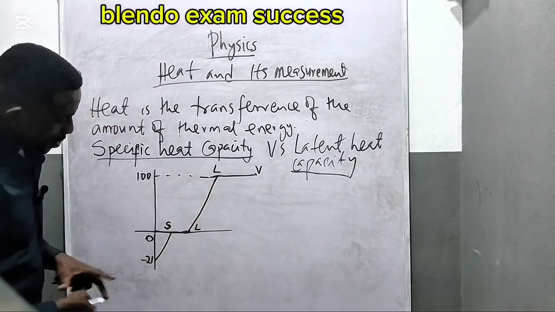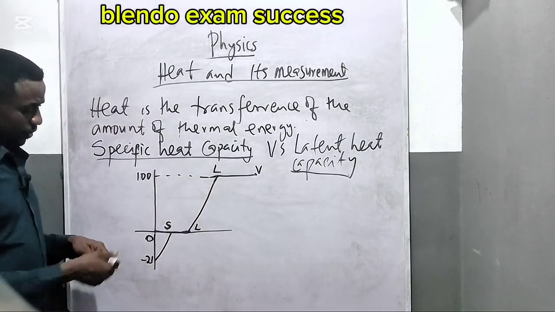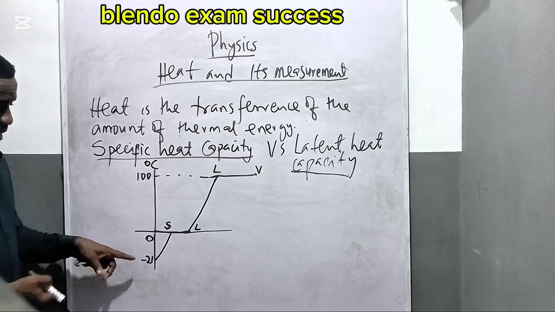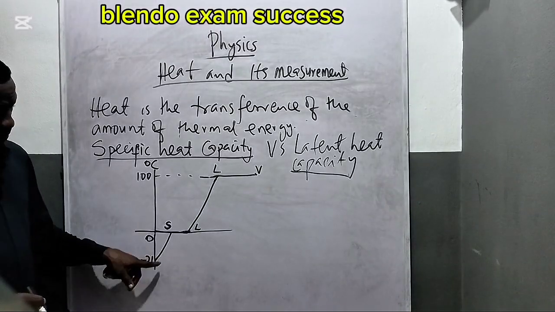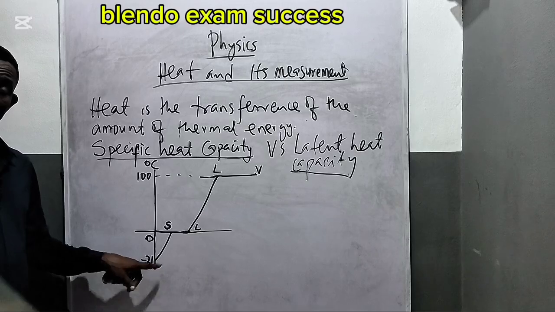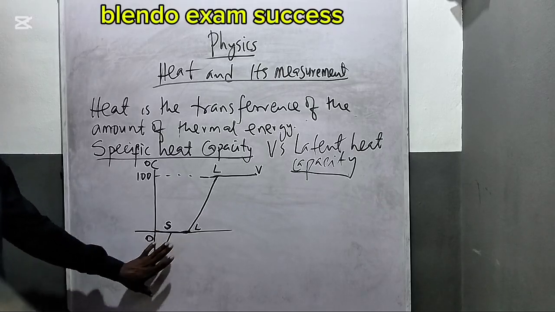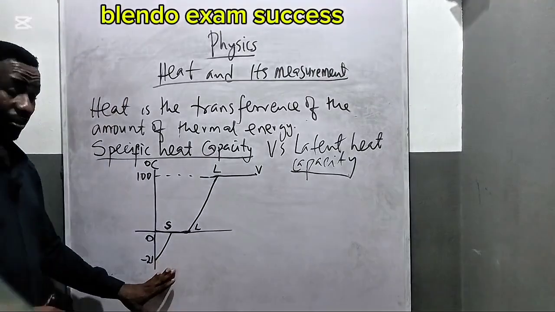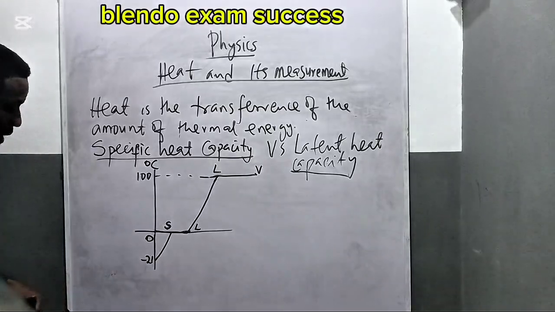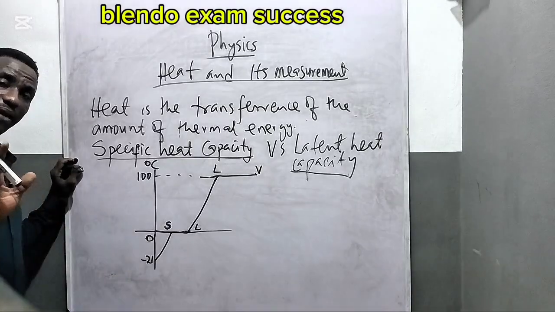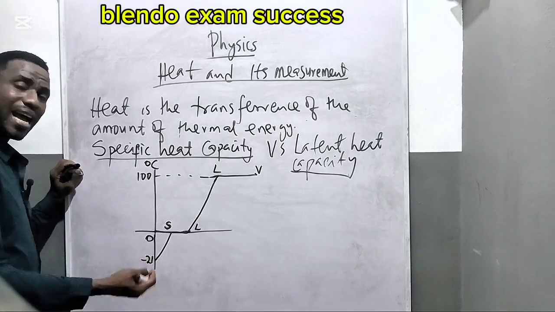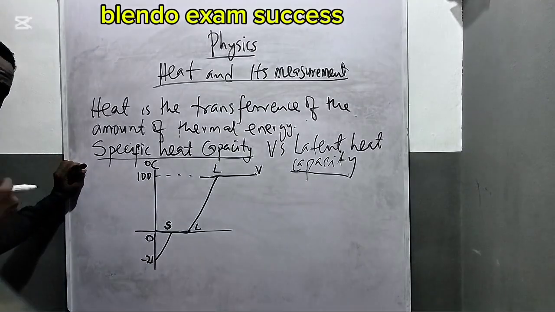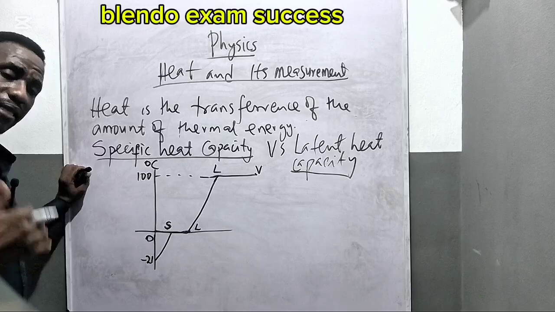Now, in this diagram, we have temperature in degrees Celsius. At minus 21 degrees Celsius, the liquid has turned to an ice block. So this region is ice block. And once we have an ice block, something normally happens. You start adding heat. We want to melt it. So before you melt an ice block, you must add heat.